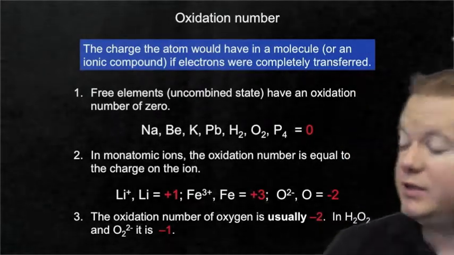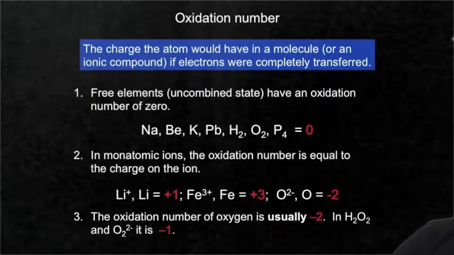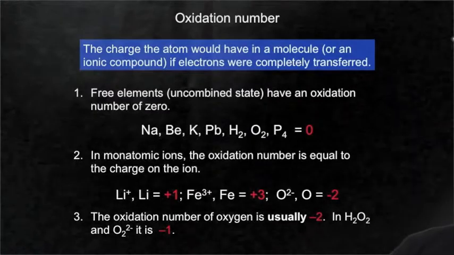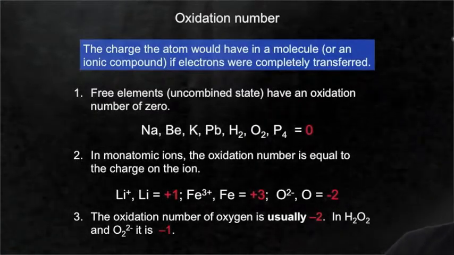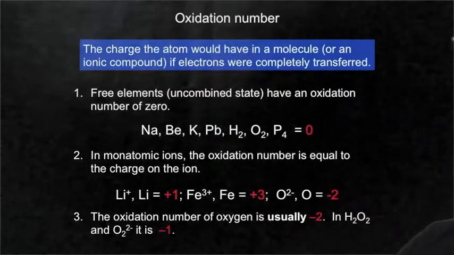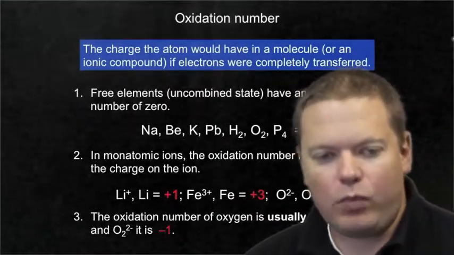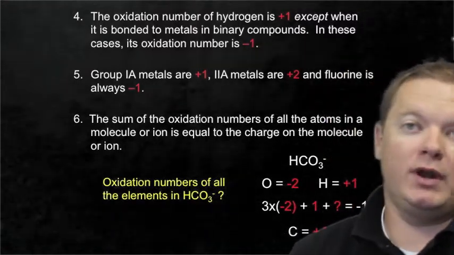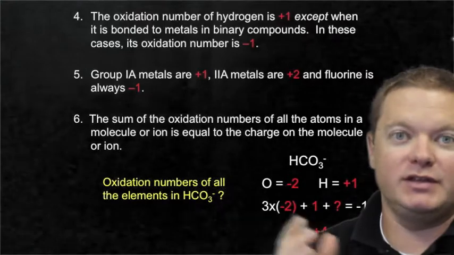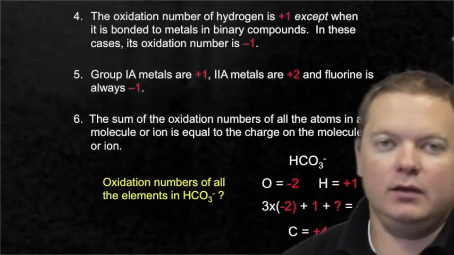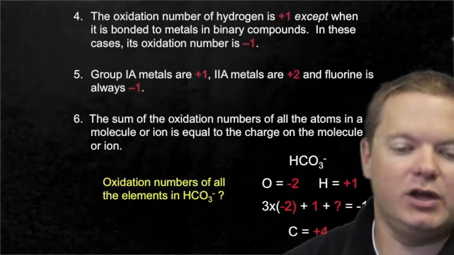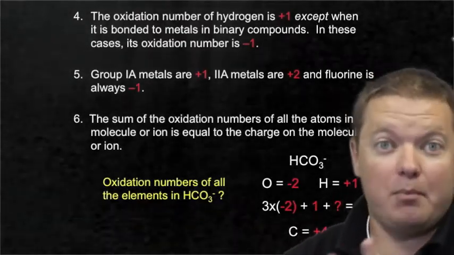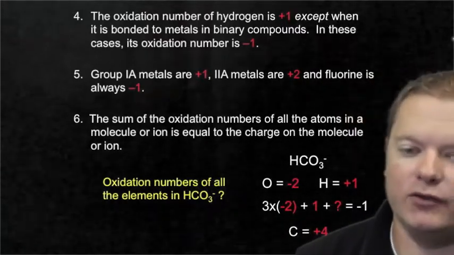The next rule is that the oxidation number for oxygen is always -2, except for when it's in a peroxide, then it's a -1. So we'll be able to recognize those pretty easily. So oxygen is usually a -2, except for a peroxide, -1. And the next rule, the oxidation number for hydrogen is a +1, except when it's in a binary metal compound. So if it is listed second, making it an anion, then we would call that an oxidation number of -1. Those are fairly rare, but you need to remember that if hydrogen is listed second in a binary compound with a metal, then it is a -1.